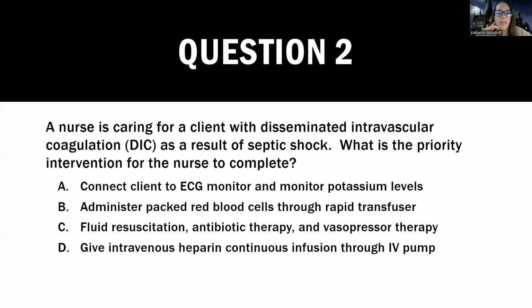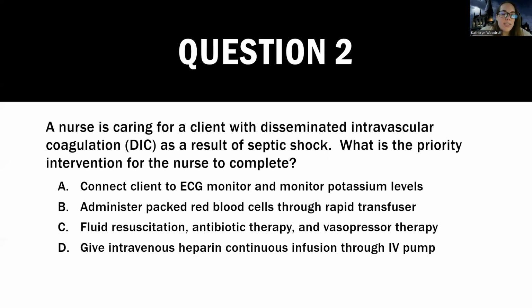Administer packed red blood cells through a rapid transfuser. Well, I know with DIC that they clot and they have bleeding. I think that we want to give packed red blood cells, but I don't know about through a rapid transfuser. And I don't know if it's the first thing I want to do, because I remember reading that we give blood just to replace what's missing. We don't want to give too much because they're just losing more and more. So I'll keep that on the back burner too.